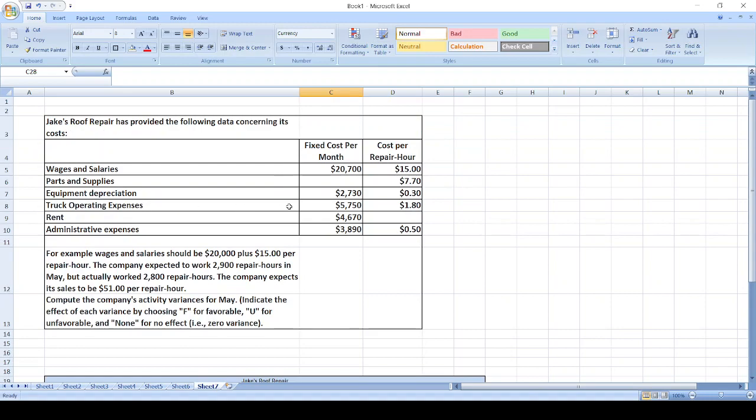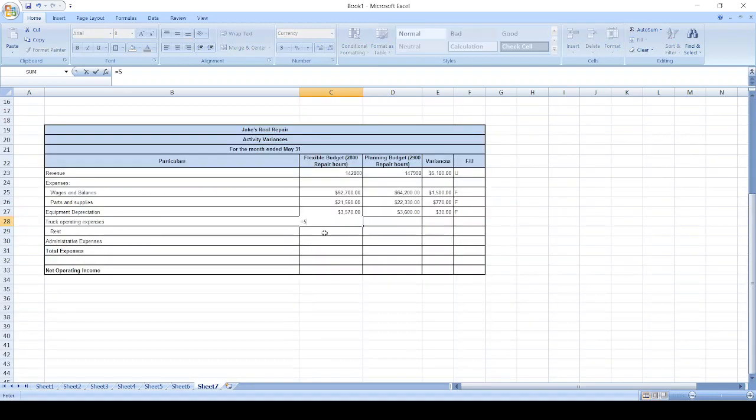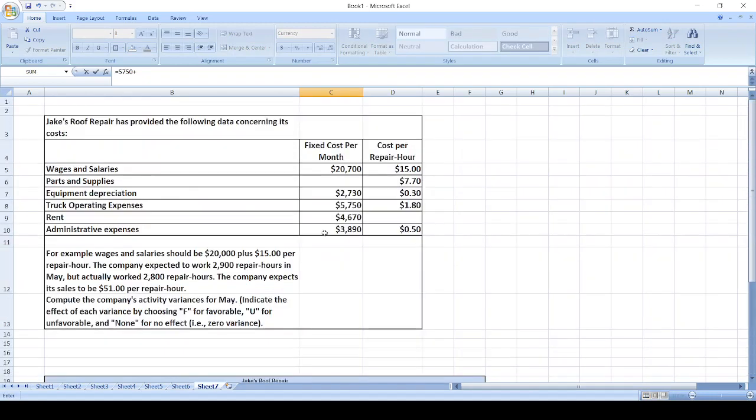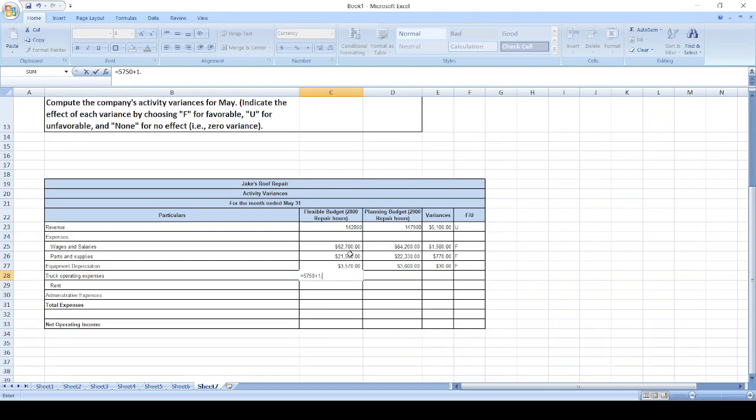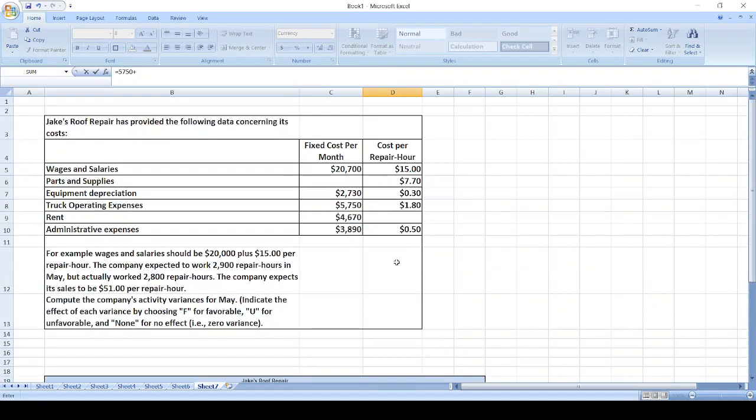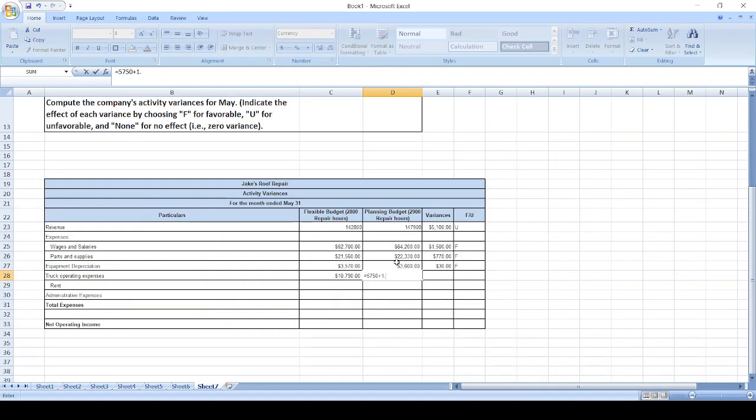Now truck operating expenses. Truck operating expenses are $5,750 plus $1.80 into 2,800 repair hours. For the planning budget, $5,750 plus $1.80 into 2,900 repair hours. $10,970 minus $10,790, $180 favorable.